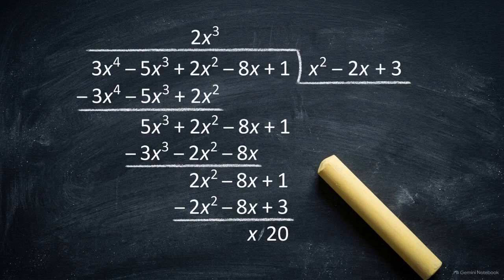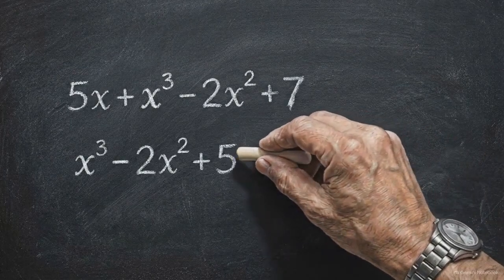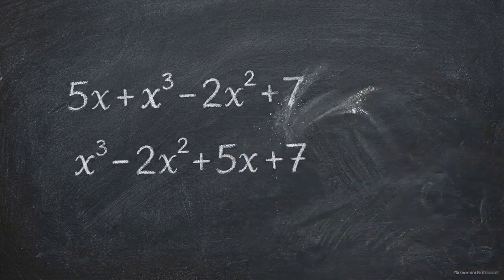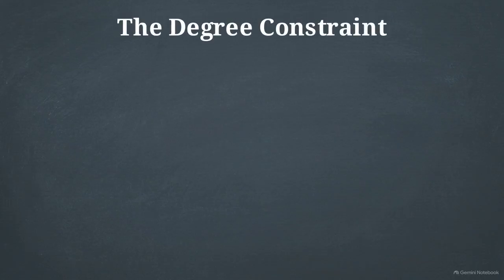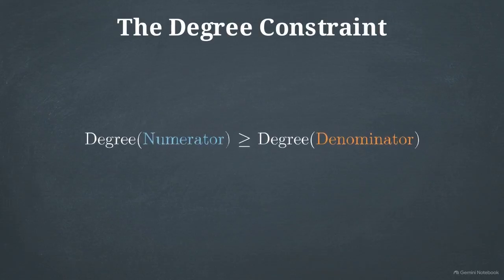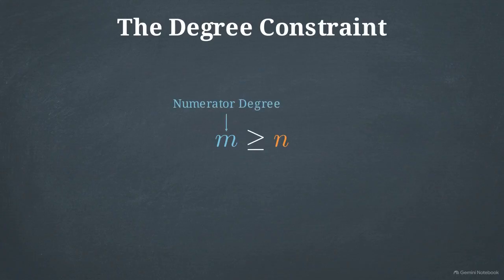Most students learn polynomial division as a series of steps to follow inside a long division bracket. To understand the logic behind those steps, we have to look past the bracket and focus on the structural manipulation of the terms. This is the degree constraint, the mathematical requirement that determines whether division is even possible. Here, the variable m represents the highest degree in the numerator, and n represents the highest degree in the denominator. If the numerator's degree is strictly less than the denominator's, the operation halts.